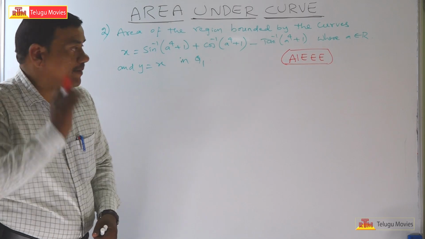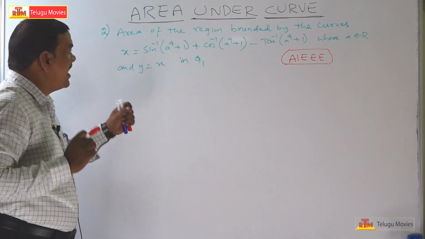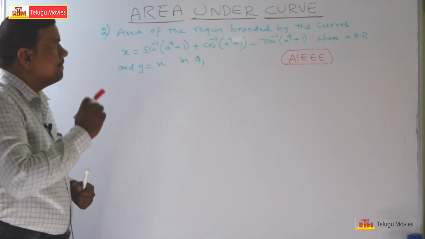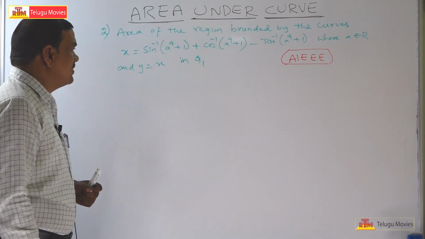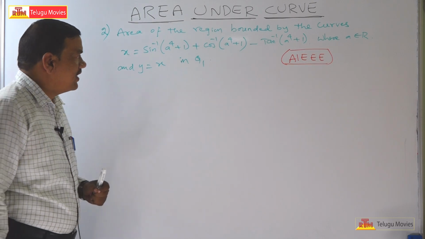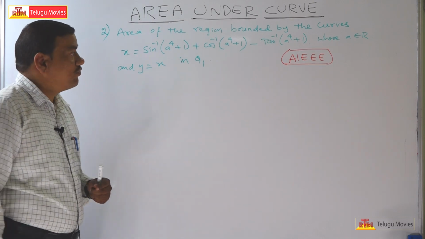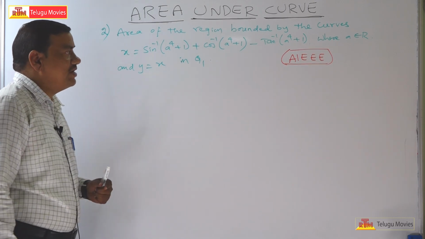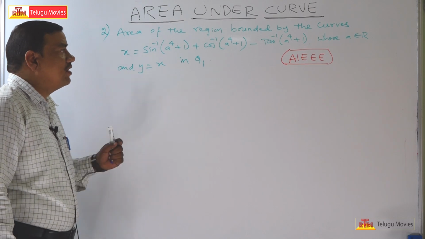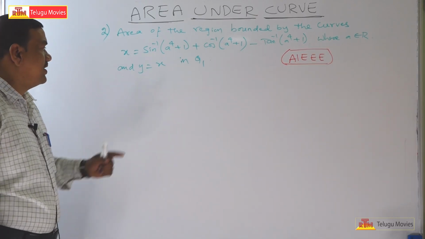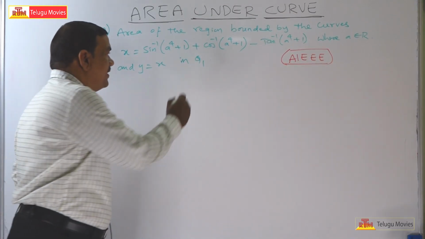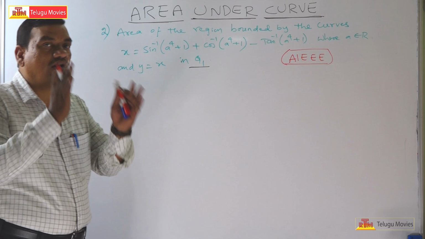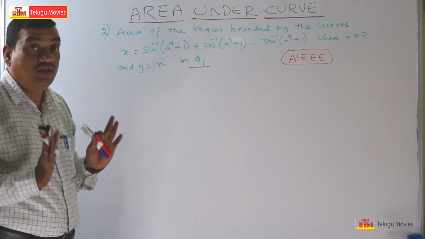Welcome back to the second problem. The second problem is to find the area of the region bounded by the curves x = sin⁻¹(a⁴+1) + cos⁻¹(a⁴+1) − tan⁻¹(a⁴+1), where a belongs to the real numbers, and y = x in the first quadrant. So we have to concentrate more on the first quadrant.